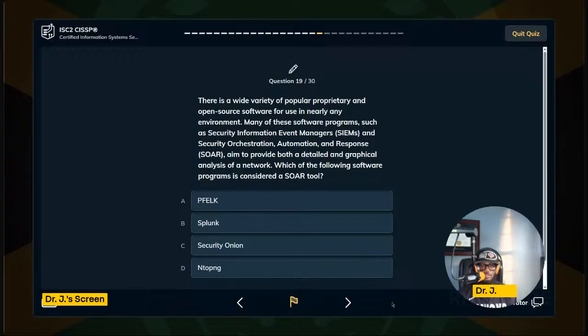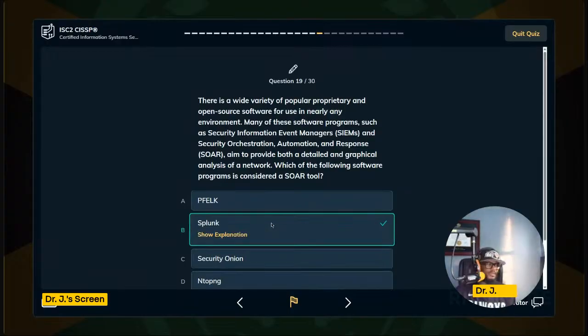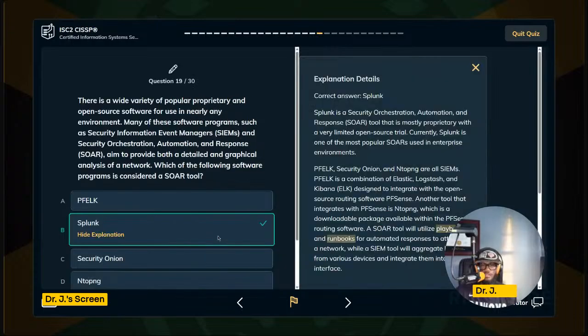That should be Splunk. That's not Security Onion. And I'm not familiar with Delta. I believe it's going to be Splunk. Okay, so PFELC, Security Onion, and NTOPNG are all SIEMs. Honestly, I'm just not familiar with those. I'm not going to lie to you.